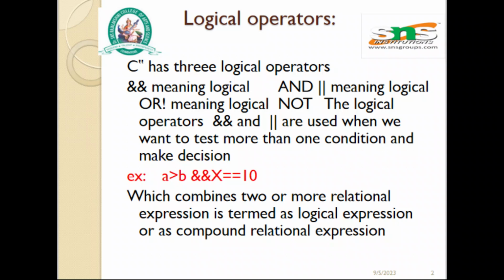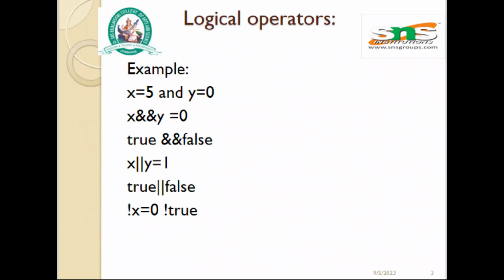So here we have given some examples, where A is an operand given as an input, and B is another input. Combining two or more relational expressions is termed a logical expression, or compound relational expression. Next are some examples of the logical operators.